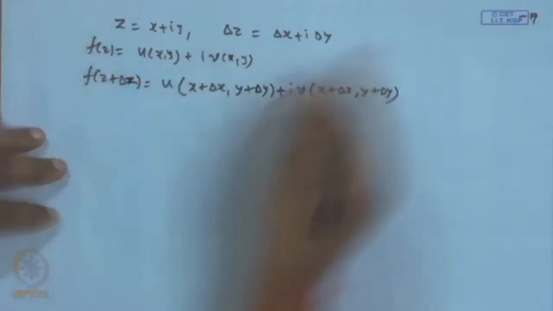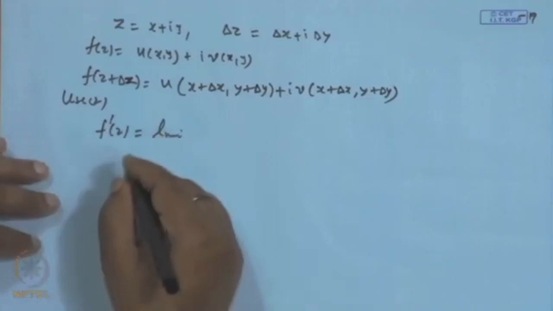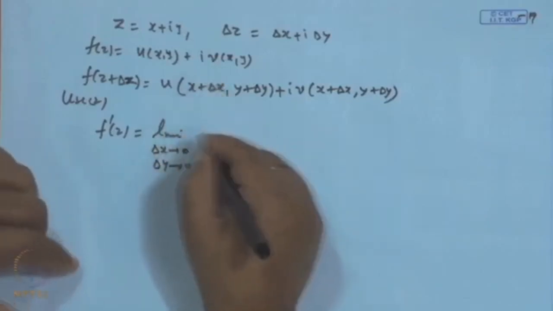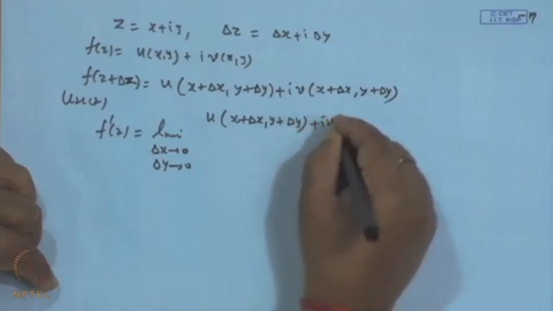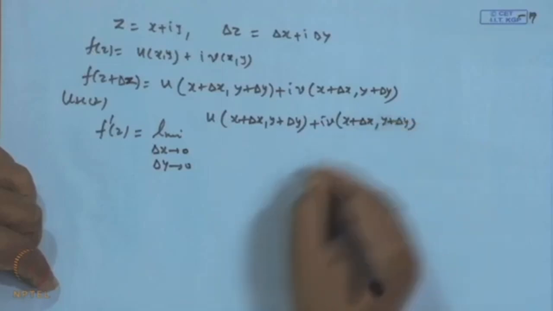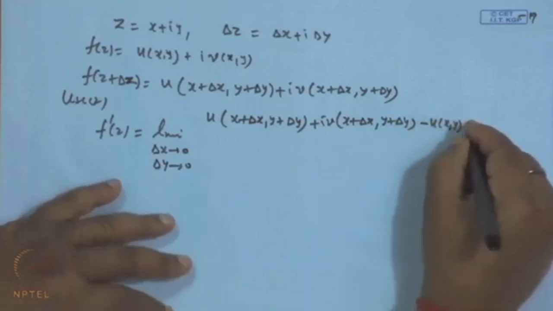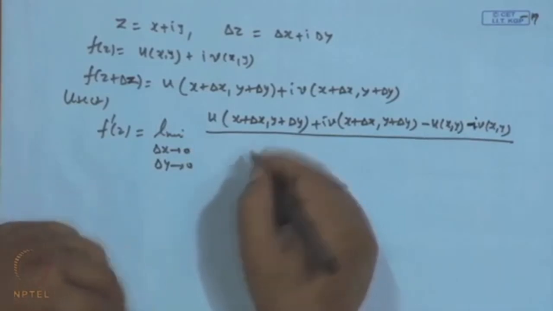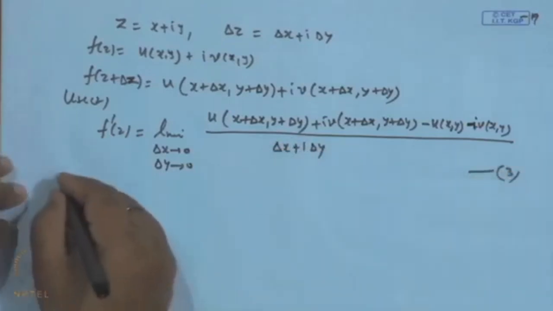So now let us substitute it in equation 2. f prime z is the limit as delta z tends to 0, which means delta x goes to 0 and delta y goes to 0, of u of x plus delta x, y plus delta y plus I times v of x plus delta x, y plus delta y, minus f of z, that is u of x, y plus I times v of x, y, divided by delta x plus I delta y. Let it be third.